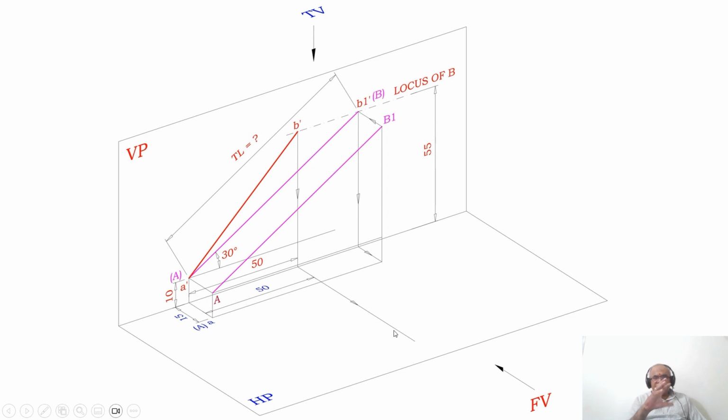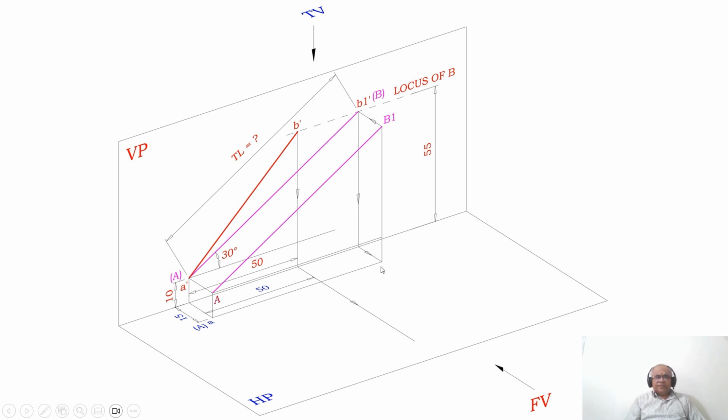So this is how we have taken all the data given into consideration. Here AB1 is the line which is in space, and this is the true length of the line. When you look from the top view, you can see point A is 15 mm in front of VP, and similarly B1 is also 15 mm in front of VP. Then only is the line parallel to VP, and you can see that line parallel to VP in the top view.